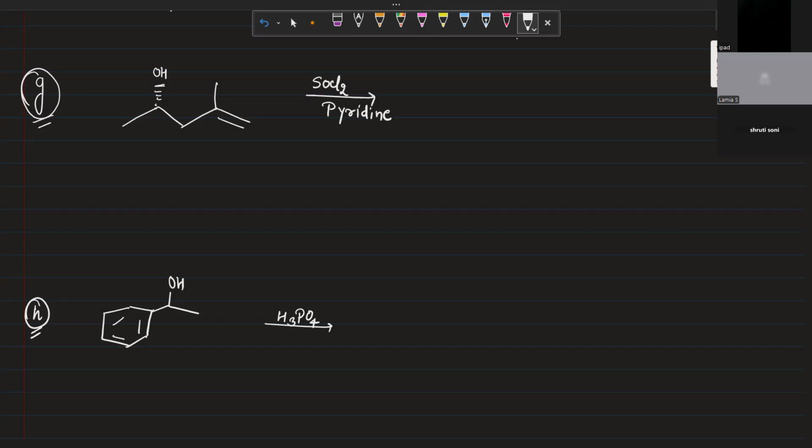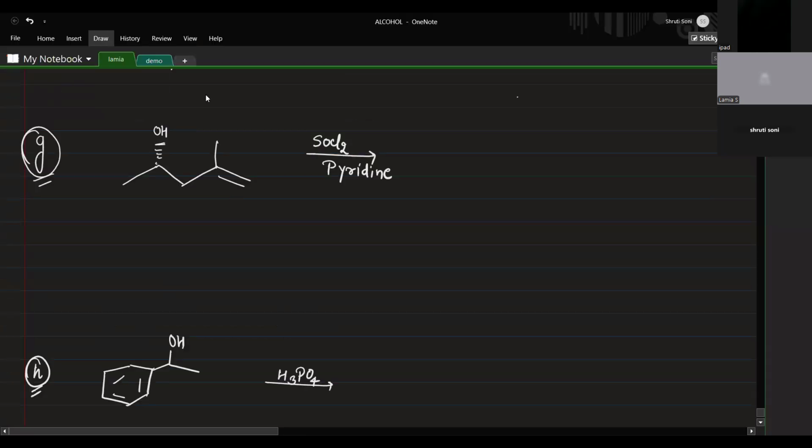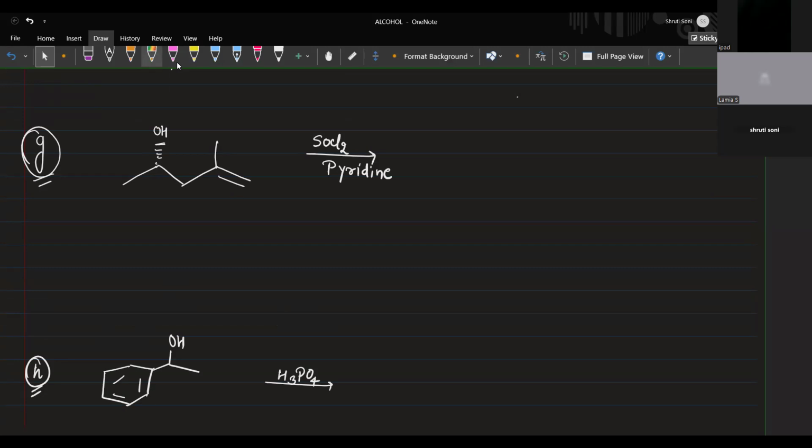Is that what it is? So what is SOCl2 first, you tell? Thionyl chloride. And what will SOCl2 do in presence of pyridine? It will attack the chiral carbon and then change the configuration by inverting. Inverting, yeah. Okay. So what will be the product?